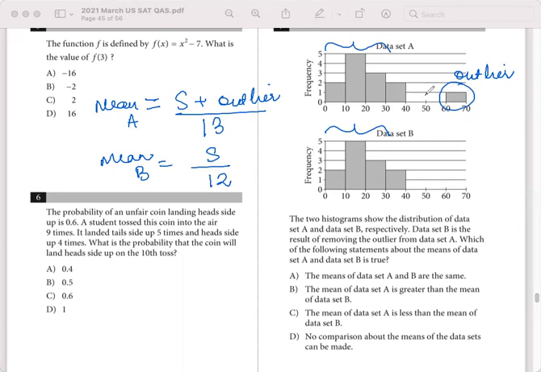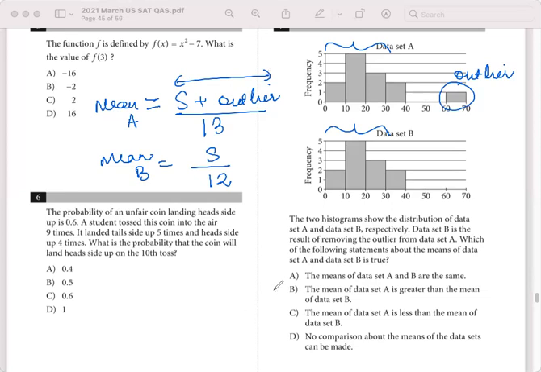It's a big value. So this will pull this sum to the right, which means it will make the sum greater than it should be. And so the mean of data set A will become greater than the mean of the data set B, right?